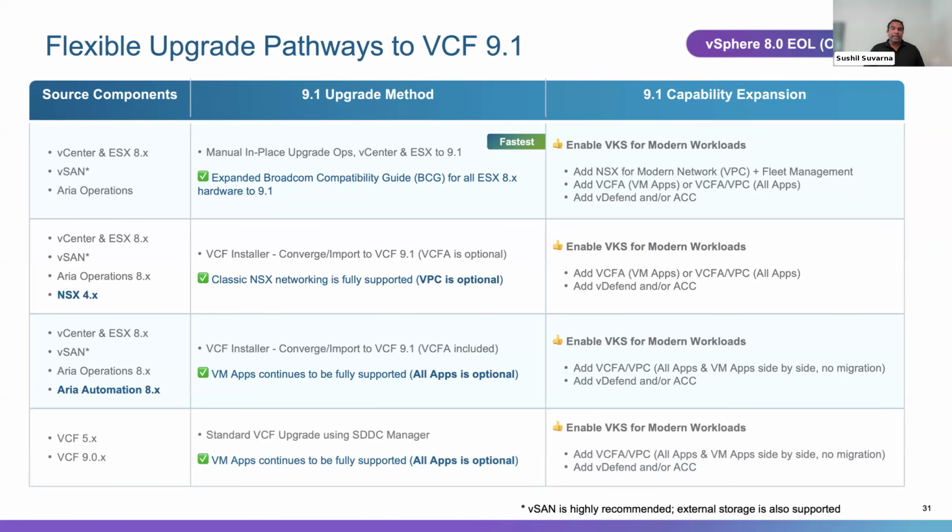So the final option here is if you already have VCF, it's either version 5 or version 9, you do a standard upgrade using the SDDC Manager. And if you have ARIA Automation already, then it continues to work just as is. You can deploy and add all apps if you want to. And in all of these different versions from top to bottom, you can deploy VKS for modern workloads.